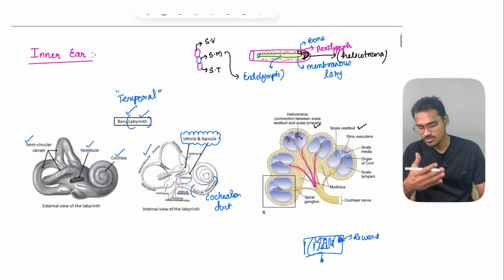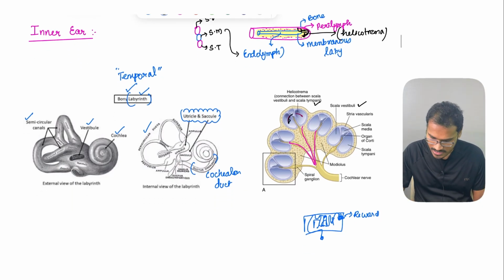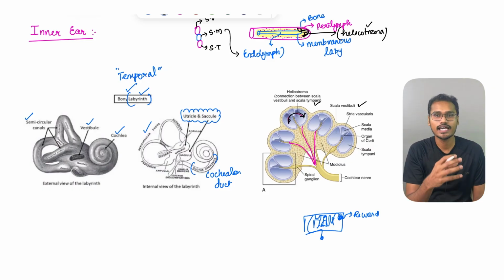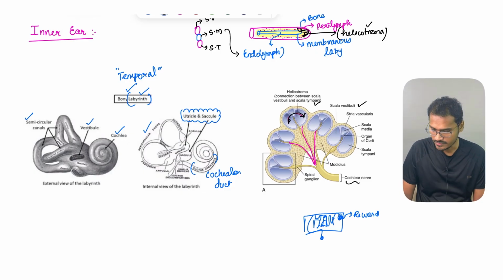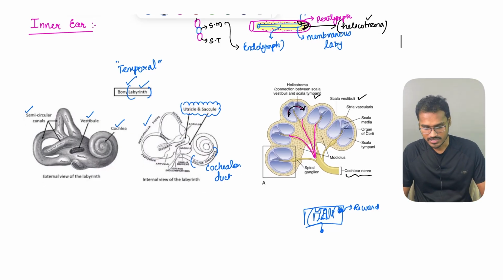So this is the structure. In a cross section, the connecting region is shown here as the helicotrema. All of this will have the hair cells and other things, and finally they will be connected and go through the cochlear nerve. Let's go in depth into this structure.